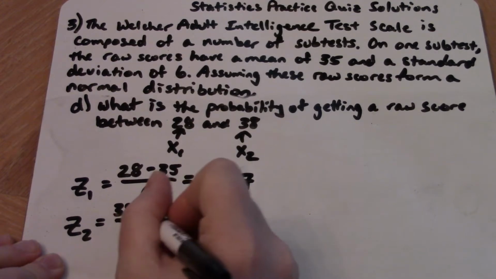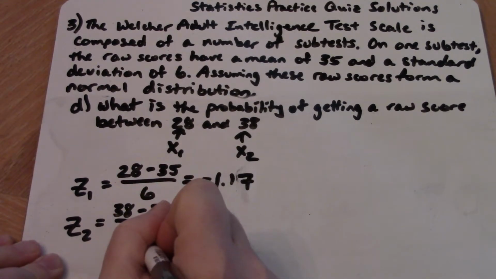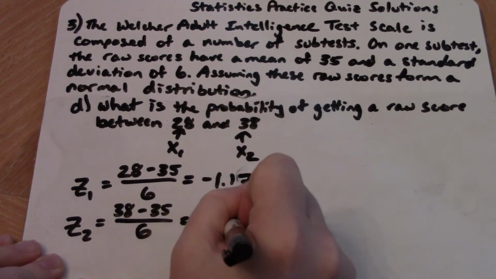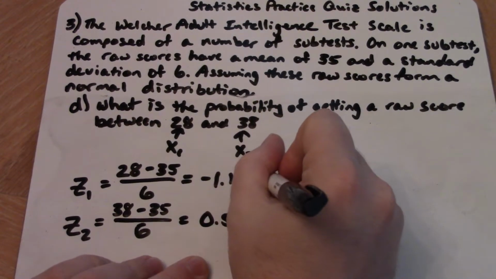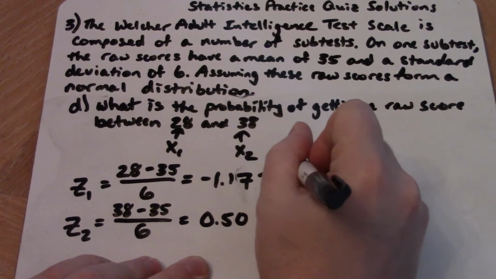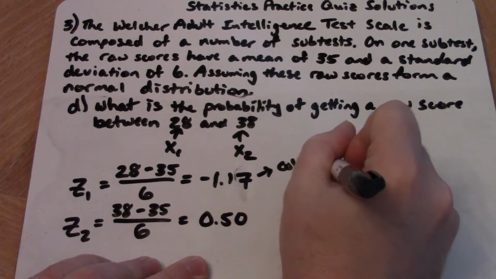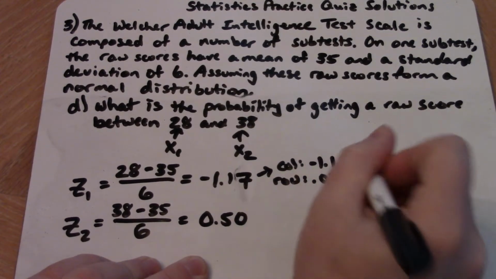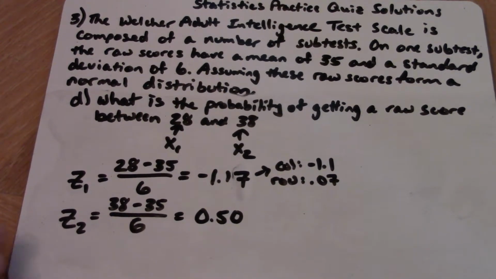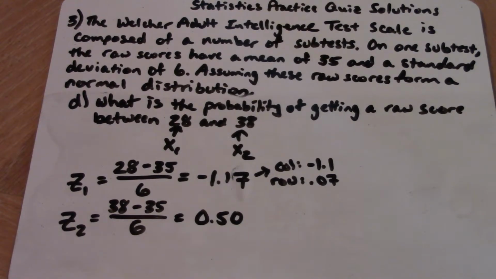For the second z-score, we're going to take the 38 minus 35 and divide by 6. Again, that is x2 minus the mean divided by the standard deviation. That is a z-score of 0.50. So we're going to look each of these up. For the first one, we're going to be on the negative side, column negative 1.1 and row 0.07. So we go to the negative side of our chart and we look that number up.